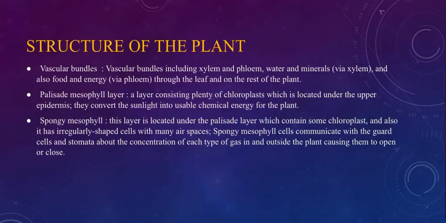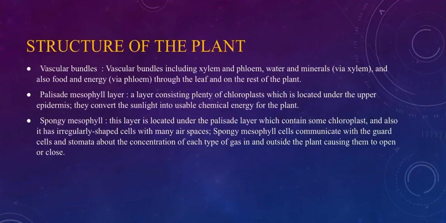Palisade mesophyll layer. As I said before, this layer is the most effective part of the process of photosynthesis. This layer consists of plenty of chloroplasts, and it is located under the upper side epidermis. They convert the sunlight into usable chemical energy for the plant.